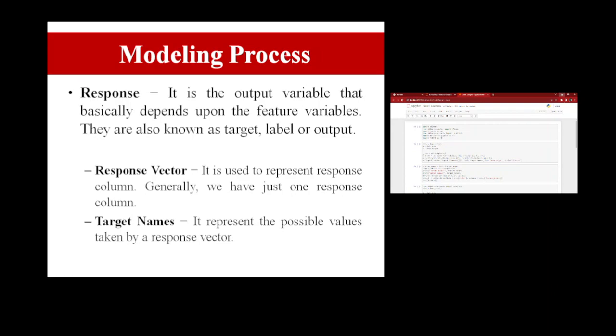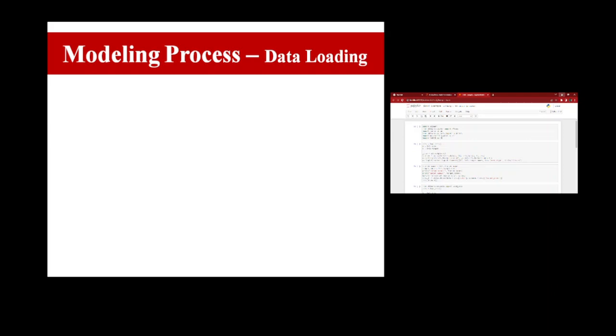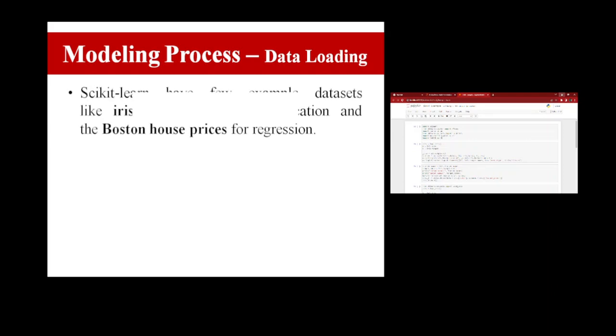This is about the data. Now, when I am talking about this modeling process, I am basically taking the scikit-learn Iris data. So scikit-learn has a few example data sets: Iris and digits for classification, and Boston house price for regression purpose. So Iris and digits we can use for classification, and if you have to use it for regression, you can use Boston house price also.